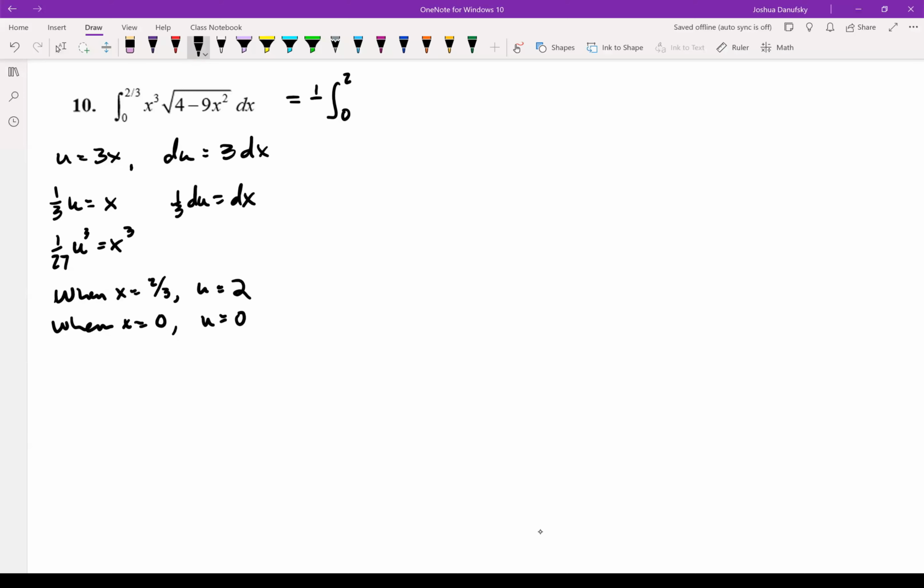So our integral becomes 1/3, 1 over 27 u to the third, the square root of 4 minus u squared du. That gives us 1 over 81, integral from 0 to 2 of u to the third, the square root of 4 minus u squared du. There's more than one way of proceeding from here. You go ahead and figure out what works best for you.